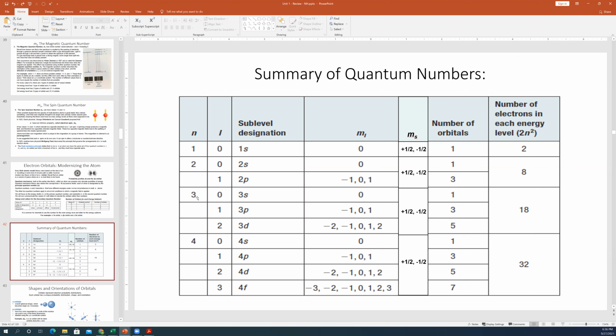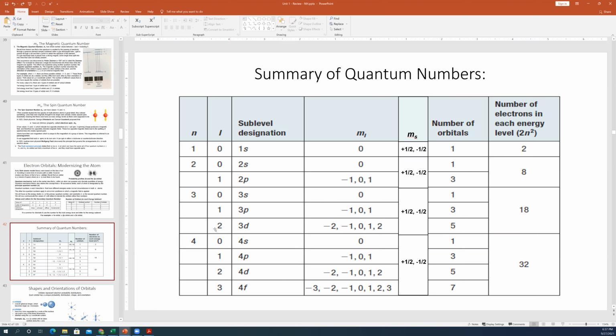Let's take a look at the third energy level, n is equal to 3. L can have these 3 different values, and as such, we can designate them 3s, 3p, and 3d. Now, s orbitals, there's only one of them. They don't further split, but you can see the p orbitals, just like here, that the ml value for these p orbitals can be any one of these 3. So you could have 3 of them.